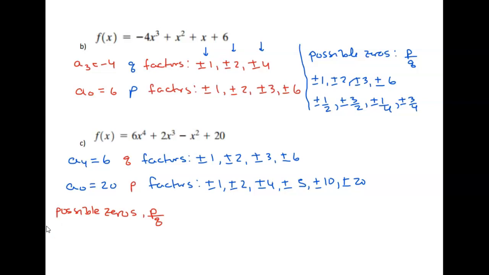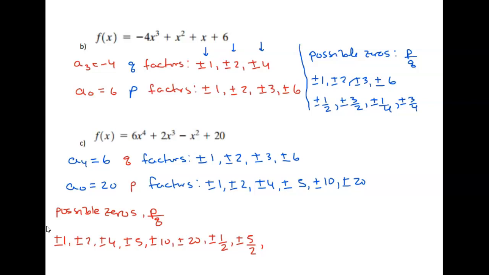Okay, so we basically list all of them to start with because we're dividing by 1. Plus or minus 1 and 2 and 4 and 5 and 10 and 20. Then all of these divided by 2. So plus or minus 1/2. 2 divided by 2 is 1, it's already on the list. 4 divided by 2 is 2, which is on the list. 5 divided by 2 is not. 10 divided by 2 is 5, which we have. 20 divided by 2 is 10.